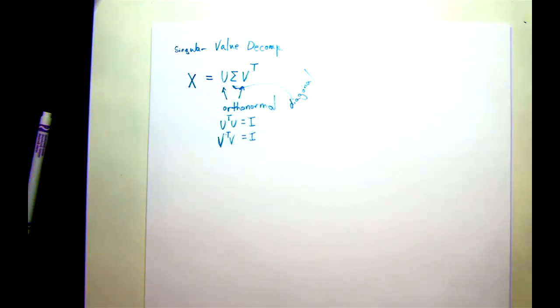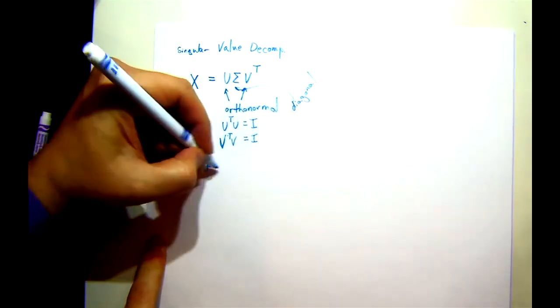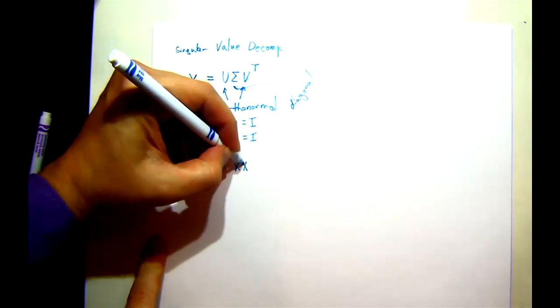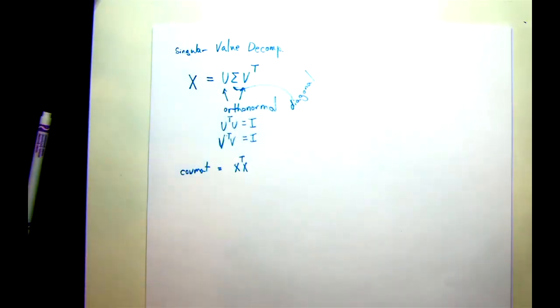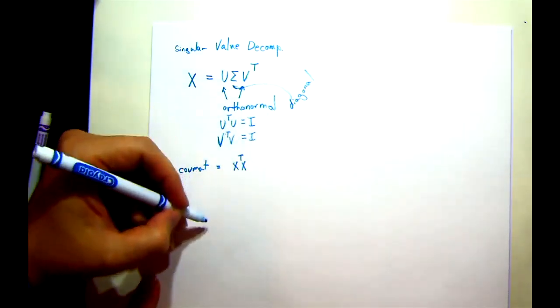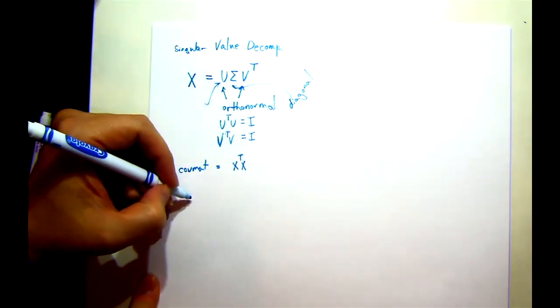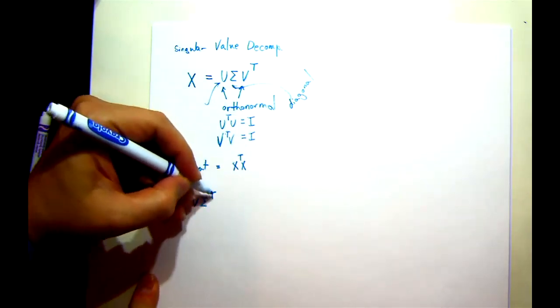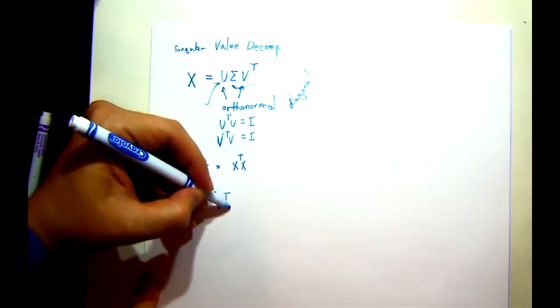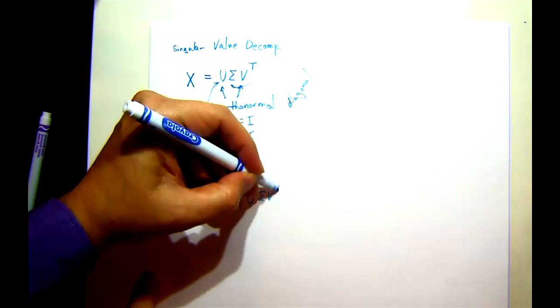Now, given this, we can replace the X with the SVD estimate. If we're talking about the covmat, this is equal to X transpose X. If we take the X transpose X, and we substitute in this guy, we're going to end up with V sigma transpose U transpose times U sigma V transpose.